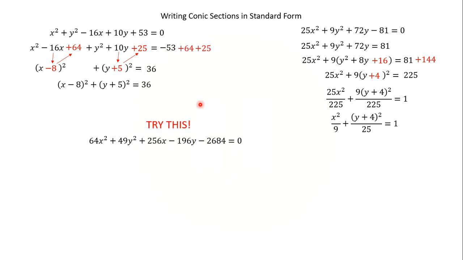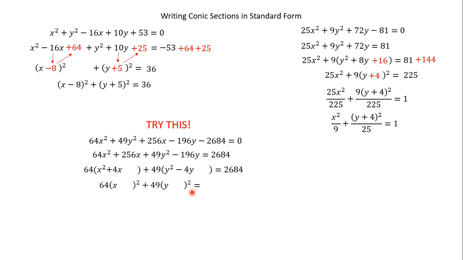How do you think you did? Let's check. So, first step, we group the x's and the y's. So we just rearranged them. And we moved the 2684 over to the other side of the equal sign. Now we need to factor stuff out. Factor 64 out of the x's. So we end up with 64 times (x squared plus 4x). Leave a space. Plus 49 times (y squared minus 4y). Leave a space. Equals the 2684.